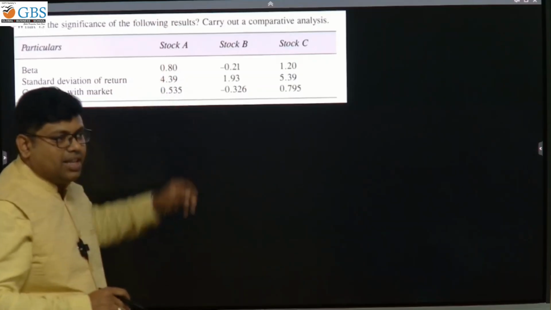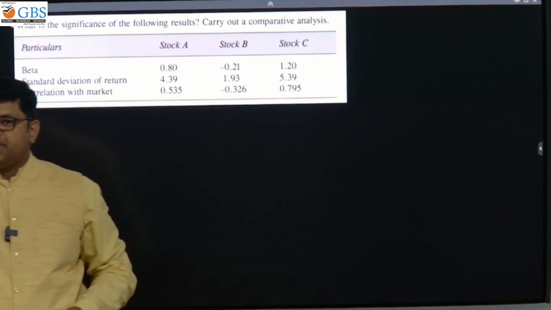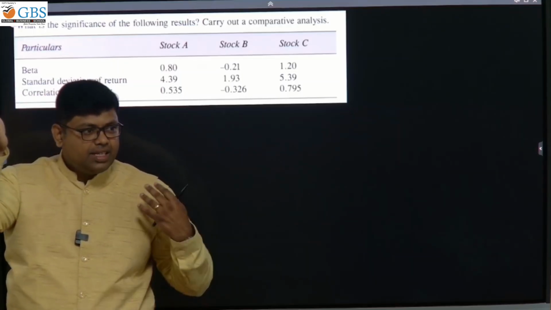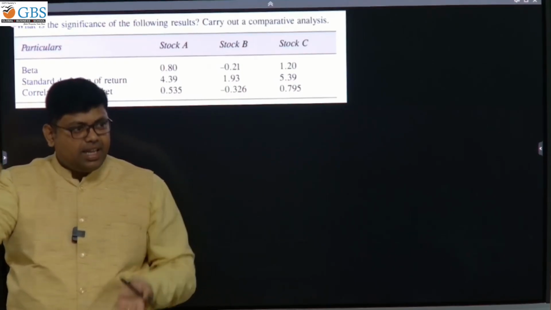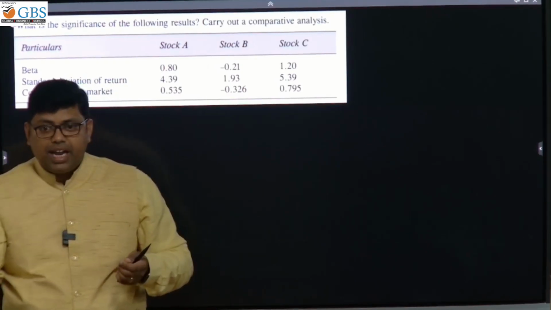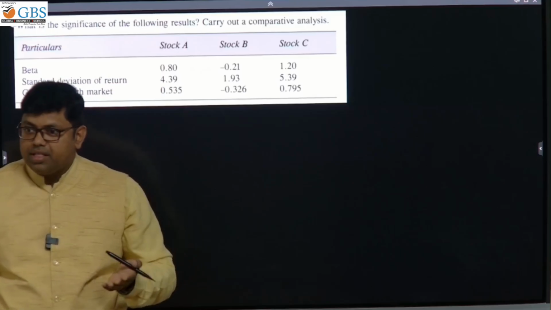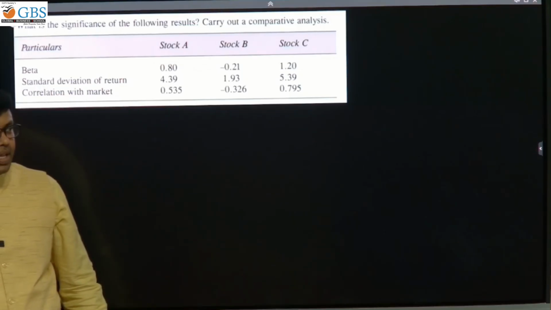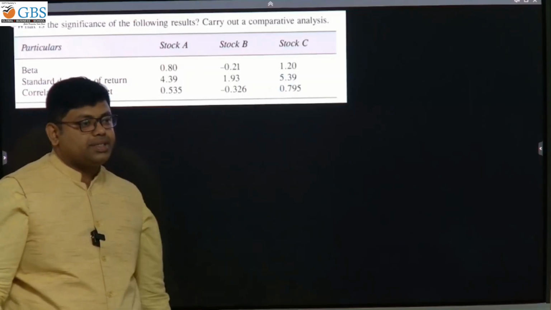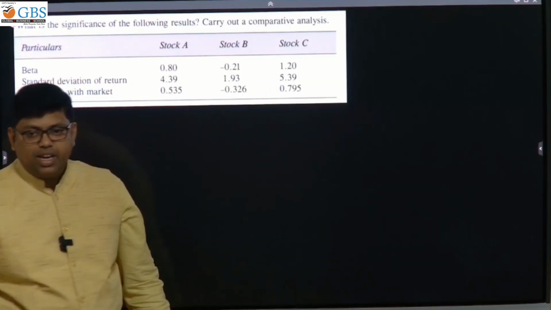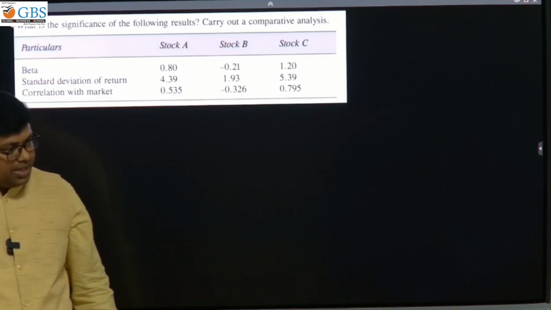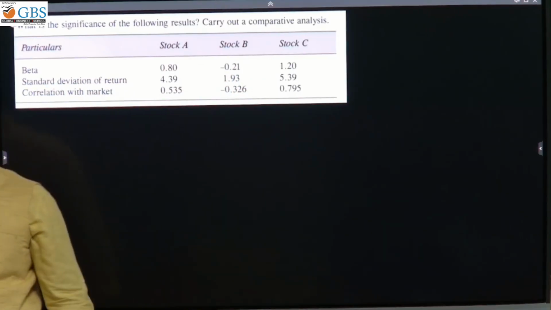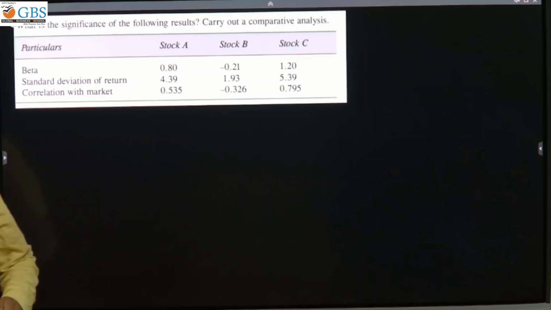So what is this? 0.8. If the market moves up, for example 100%, then the return on stock A will be an 80% increase. If the market goes down, the stock falls. Negative, clear? And this is a 120% relation. If the market goes up 100%, it goes up 120%. Stock C, that is the meaning. So which one is good? Stock A.